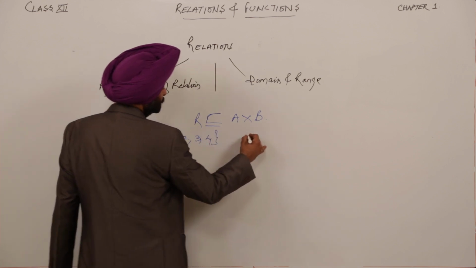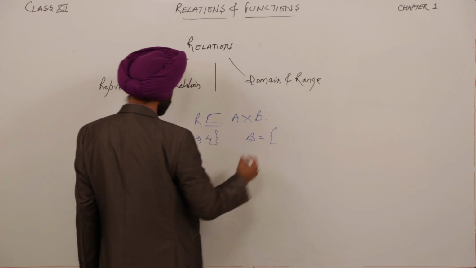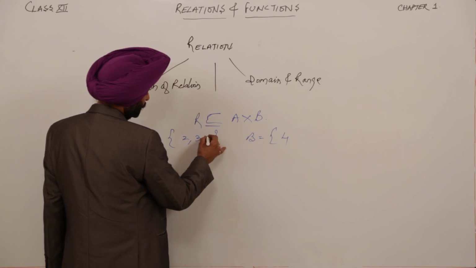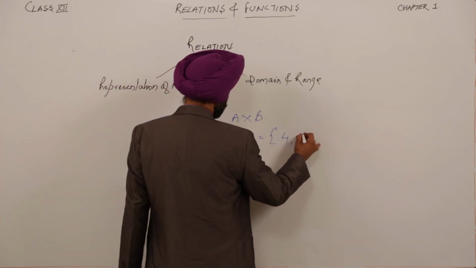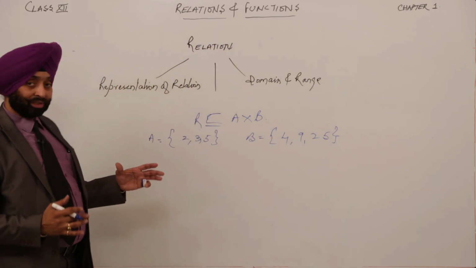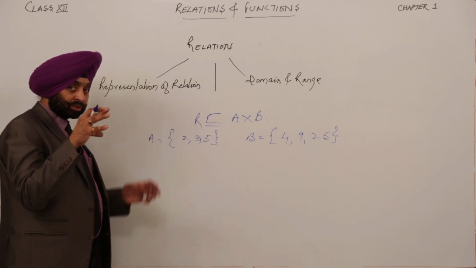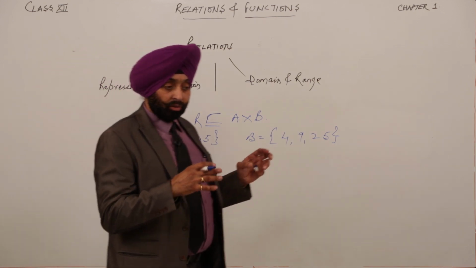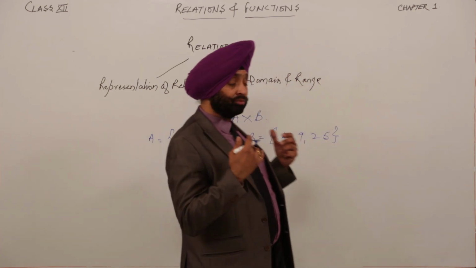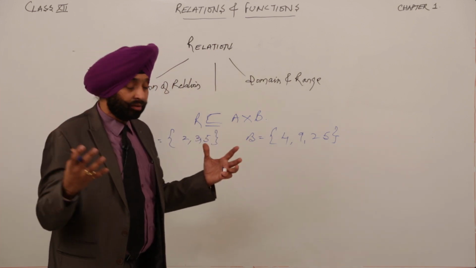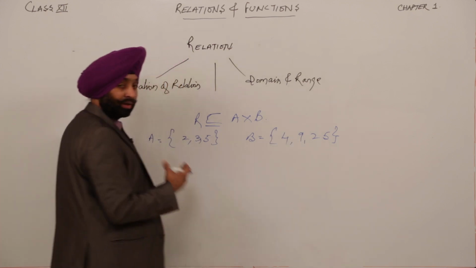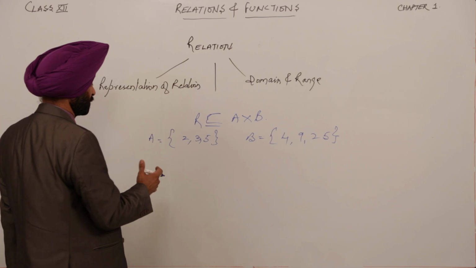Suppose set A has elements 2, 3 and 4, and set B has elements 4, 9 and 25. Now these are the two sets, and I want to explore your ideas. Whenever I am writing, you should guess what I am doing. Here I have written 4, 9 and 25. The relation is clearly visible.